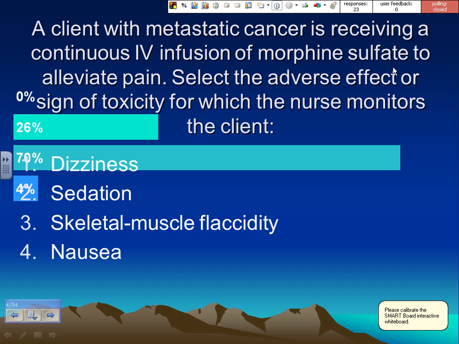Nausea, oftentimes with opioid analgesics, but you're not going to see skeletal muscle flaccidity. And it's kind of a key thing. If you ever pick up an NCLEX question, and they talk about somebody being floppy and lethargic, that's not a good thing. That's a red flag. Skeletal muscle flaccidity, another red flag. So that's an adverse effect, a sign of toxicity, not an expected side effect.